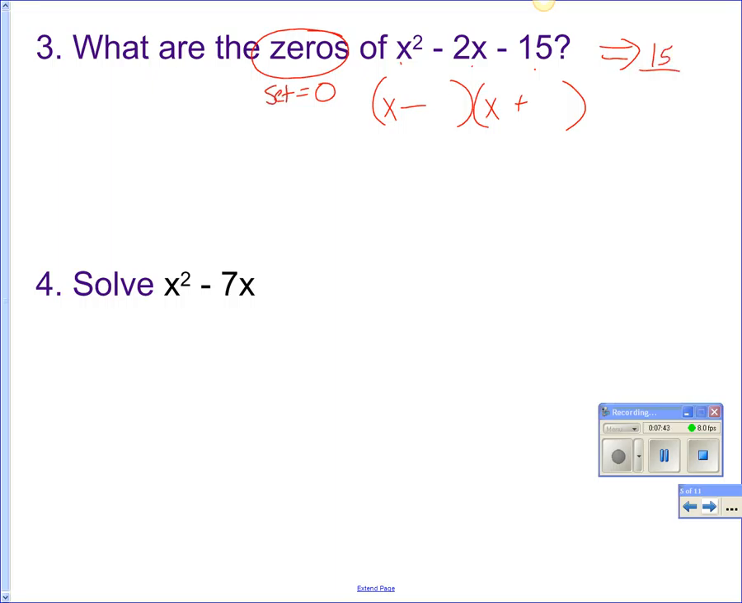All right, what multiplies to give me 15? Does that subtract and give me 2? Okay. Chuck, where does the 5 go? With which one? Very good. Okay. All right, because it had this word zeros, I'm now going to set this part equal to 0, x minus 5 equals 0, and x plus 3 equals 0.